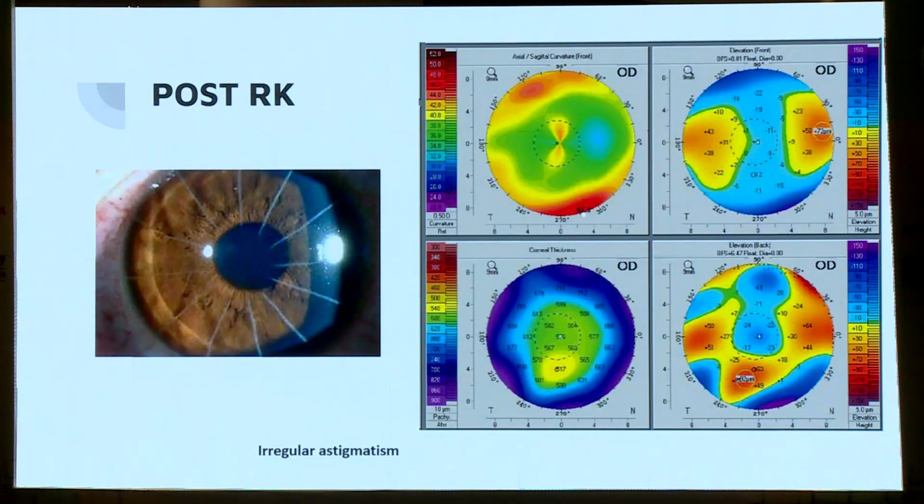This is again a patient with post-RK surgery. As you can see in the picture on the left-hand side, you can see the RK incisions. And topography can show you the corneal thickness. You can see a flat center and flat periphery, and in the periphery you can see the irregular astigmatism.